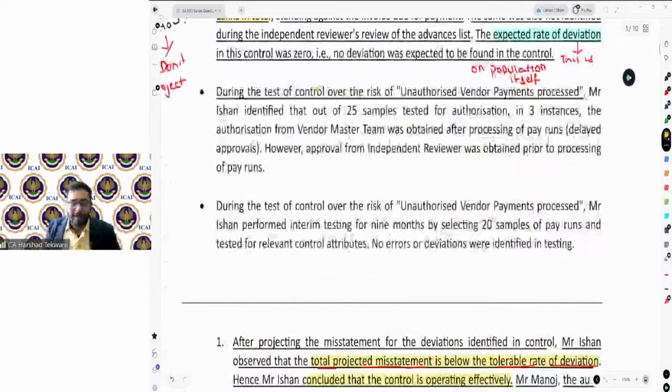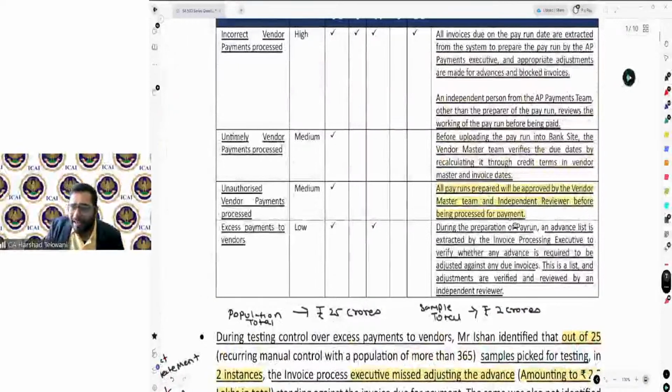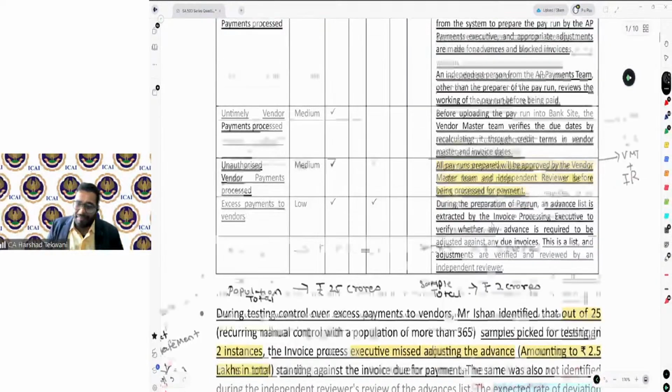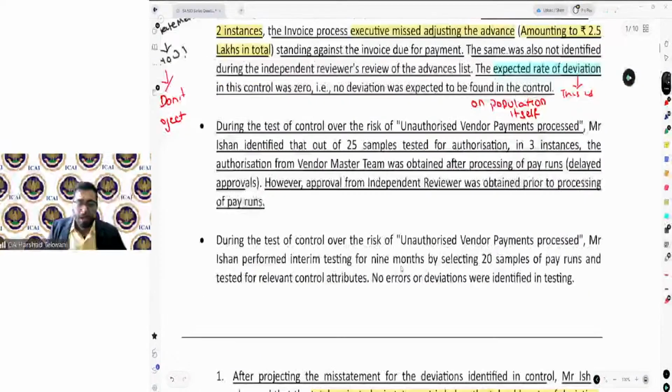Okay. Now, during the testing of this particular control, Mr. Ishan identified that out of 25 samples tested for authorization, in 3 instances, the authorization from vendor master team was obtained after processing the payments. So there was a delayed approval. However, approvals from the independent reviewer was obtained prior to processing of payments. Now again, the control said that they require 2 levels of approvals. One from vendor master. Second, they require independent reviewer's approval. 2 levels of approvals. But when they tested the control, they identified 3 instances where there was a delayed approval from the vendor master. Now let us see the question.